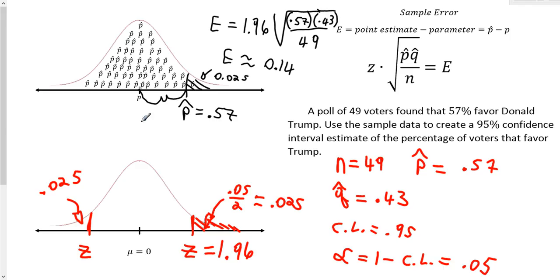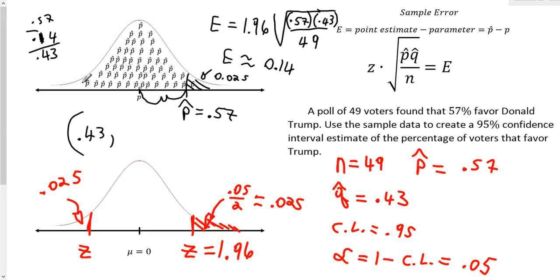So that means that the lower limit in my confidence interval is p hat minus E. That's p hat, which is 0.57, minus 0.14, which is my E, and I get 0.43. So the lowest value that I want to use as an estimate for p is 0.43.